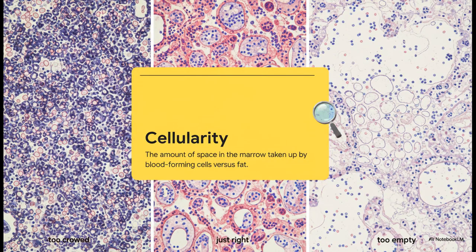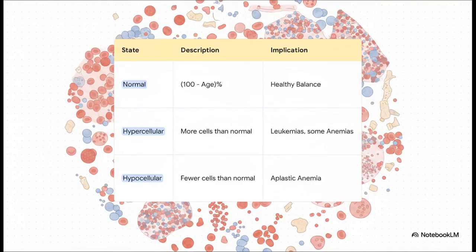First up, clue #1, cellularity. We're checking the scene. Is it too crowded, too empty, or just right? So a good rule of thumb is 100 minus the patient's age. Anything else points to certain conditions.